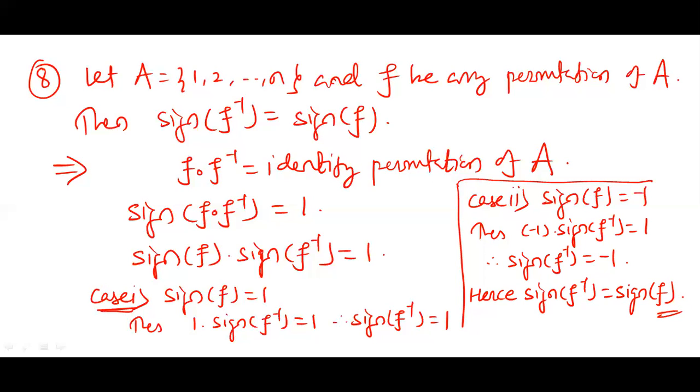Note 8 says that if f is an even permutation, its inverse is also an even permutation. If f is an odd permutation, its inverse is also an odd permutation. Because the signature of f is 1 if and only if f is an even permutation, and the signature of f is -1 if and only if f is an odd permutation.